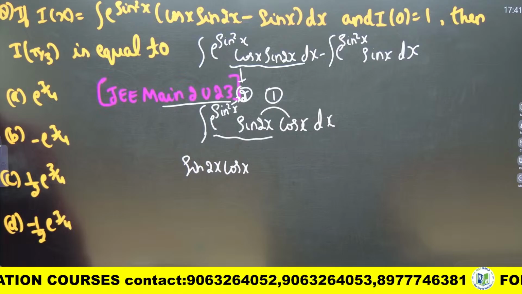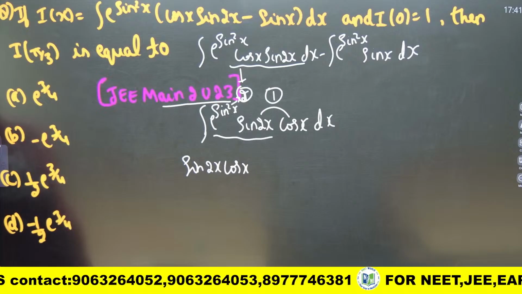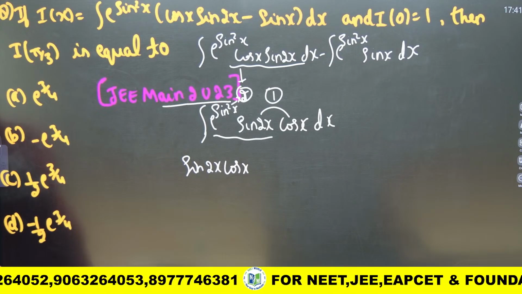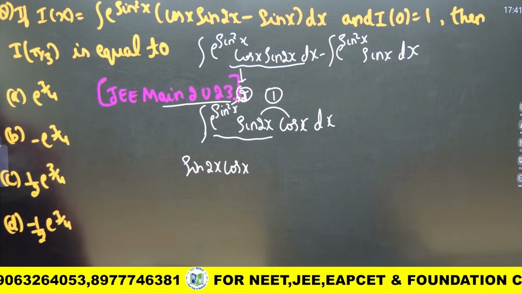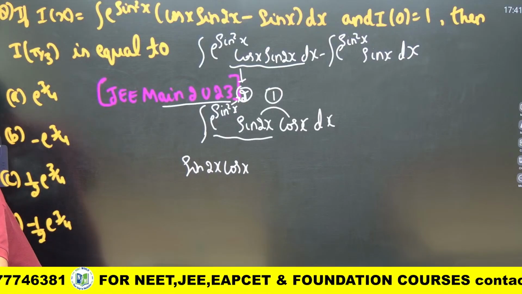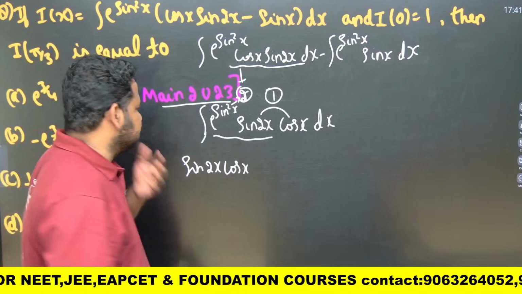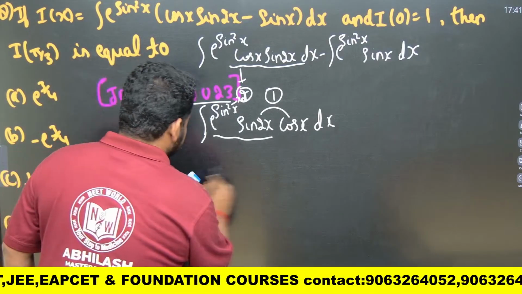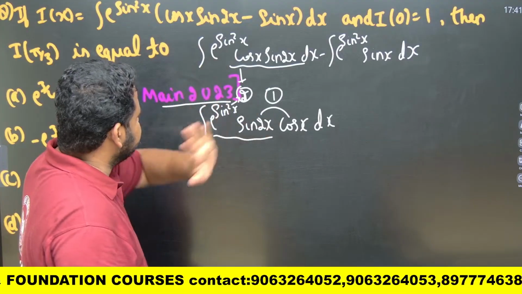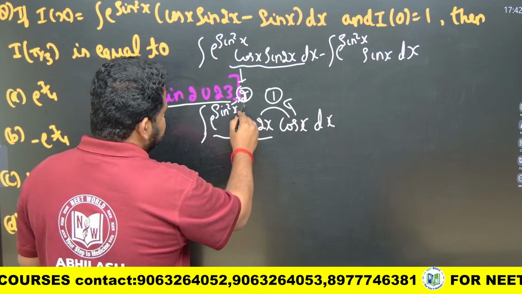So when we look at this, this is the function that they have given. No need to get confused. Here e power sin square x sin 2x cos x is fine, what we have taken is fine. Here let us take cos x as the first function and this as the second function.